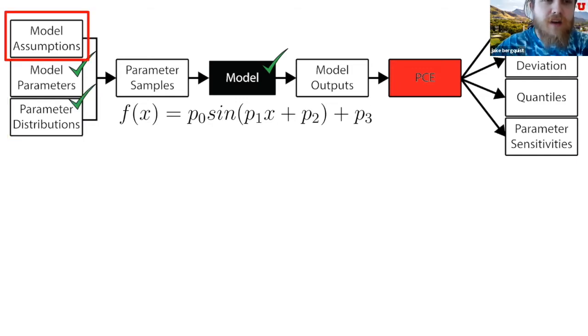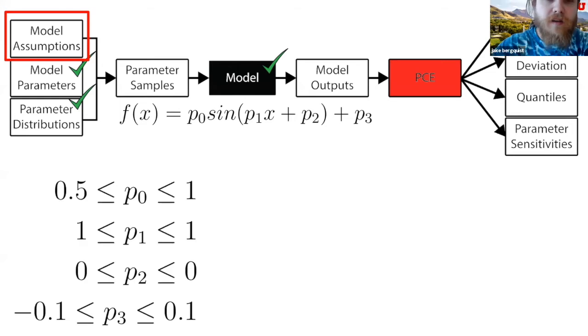Lastly, after we have that, we need to assess any final model assumptions, and in this case, we need to define what the actual bounds of our individual parameters are. So for this first example, let's go ahead and set the parameter bounds like this. We'll say P0, which is the amplitude, is going to be between 0.5 and 1. We're going to fix P1 and P2 to just be a single value. So we're going to say that the frequency is 1 and the phase is 0. And then we're going to have the offset be between -0.1 and 0.1.